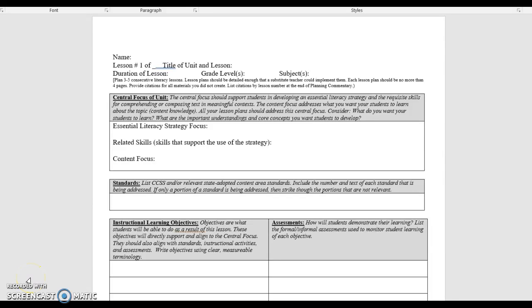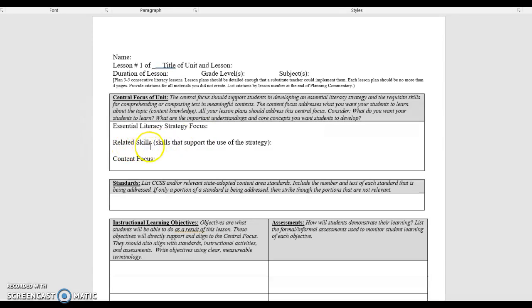This is the 3SB lesson plan. So first off, you have the central focus of the unit, and the central focus stays the same throughout the whole unit for every one of your lesson plans. And so the essential literacy strategy focus is really your main language function. It's what do you want students to be able to comprehend by the end of this unit.